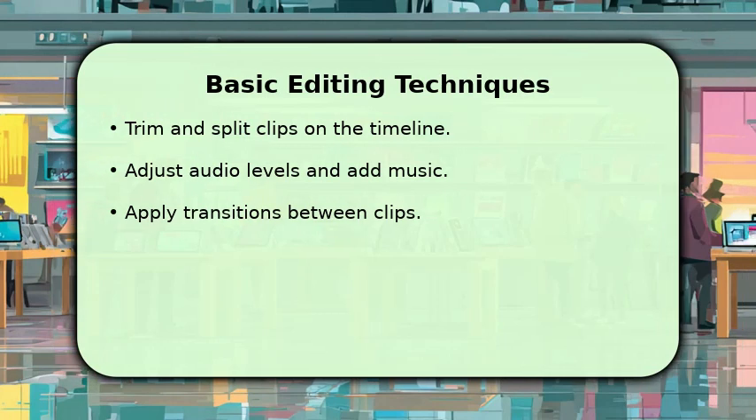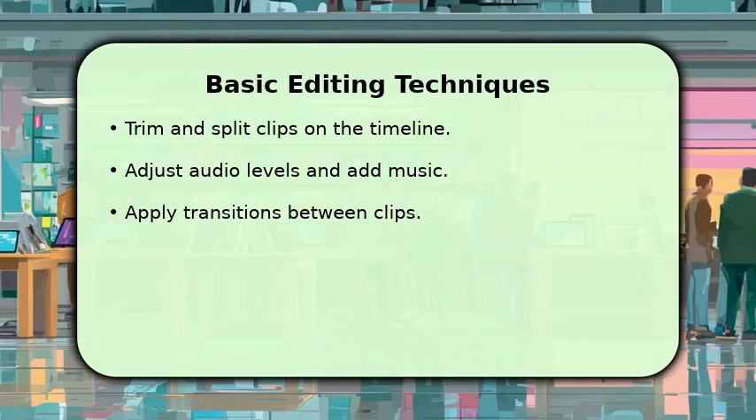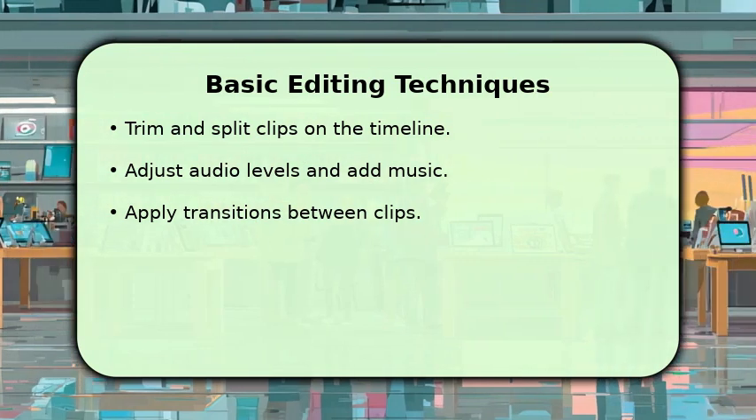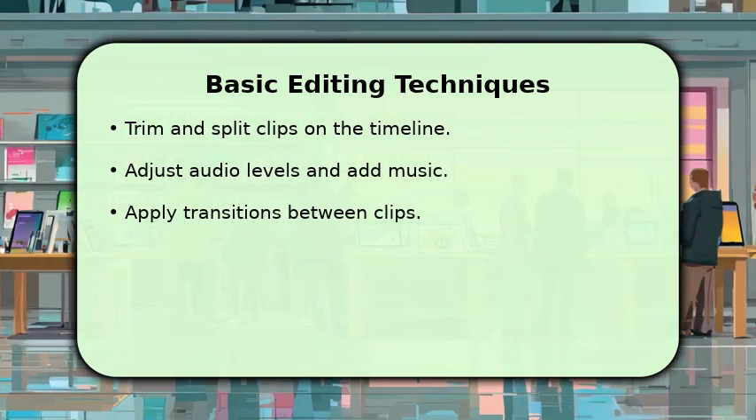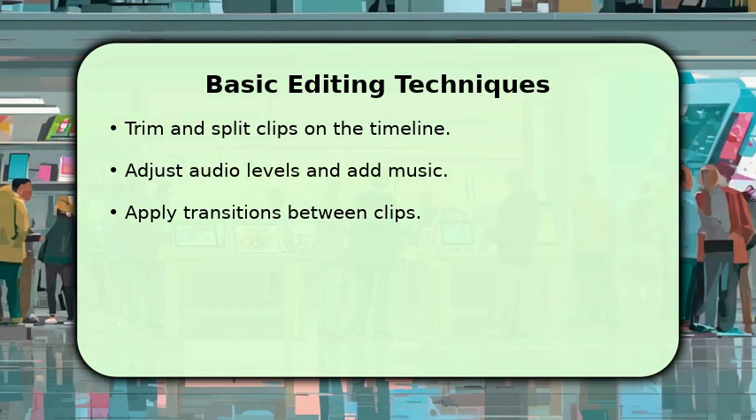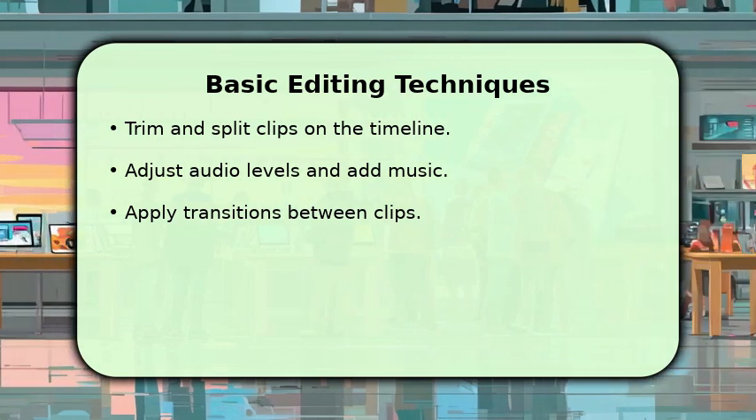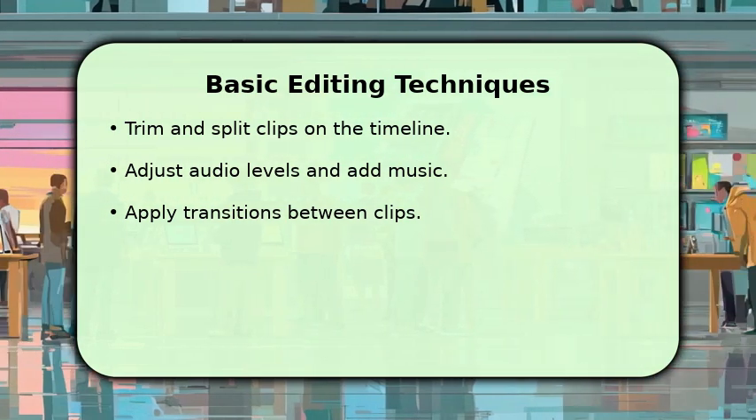Now, let's dive into basic editing. To trim a clip, drag its edges on the timeline. To split, position the playhead and tap the scissors icon. Adjust audio by tapping a clip and using the volume slider. You can also add background music from the audio panel, ensuring your sound levels are balanced for a professional touch.